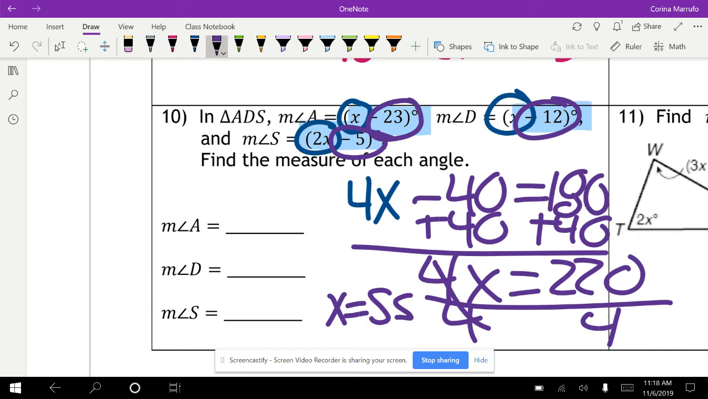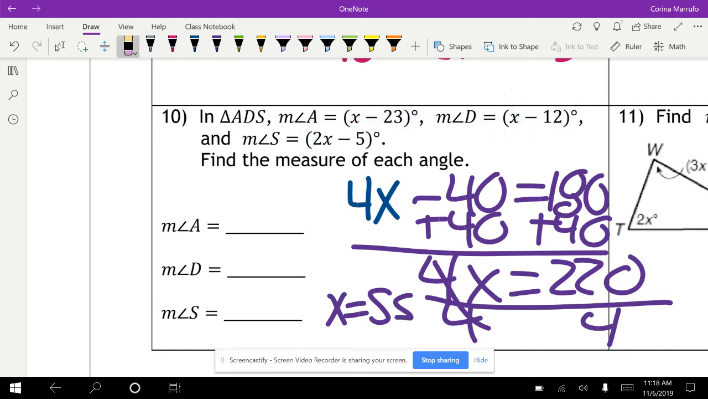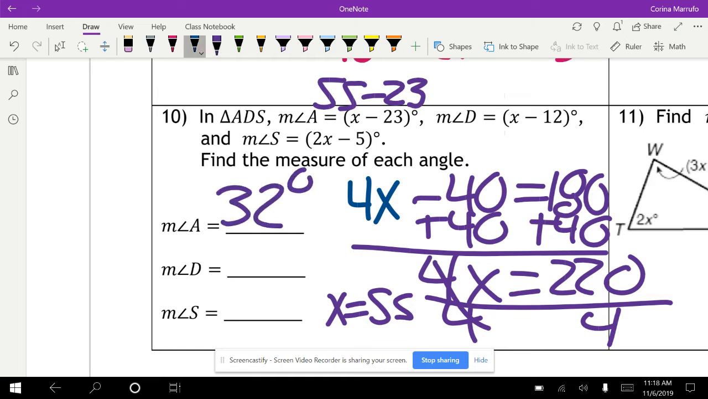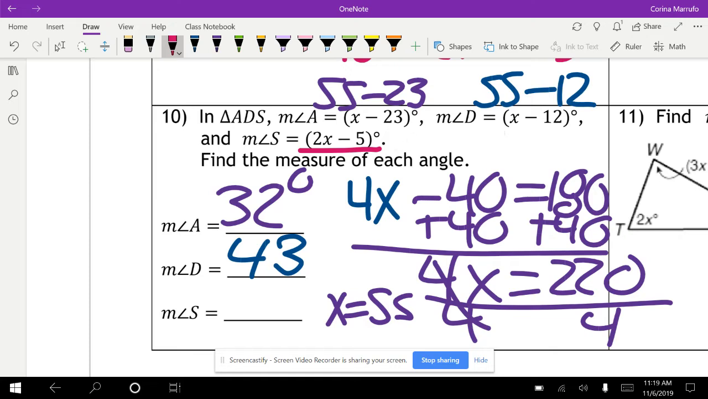So now from there, I'm going to go ahead and erase this so I can see it. We're going to plug in 55 for each one. So for angle A, 55 minus 23 is going to give us 32. For the measure of angle D, we're going to do 55, because we said x was 55, minus 12, which gives us 43. And then last is 2 times x minus 5. So 2 times 55 is 110, minus 5 is 105.